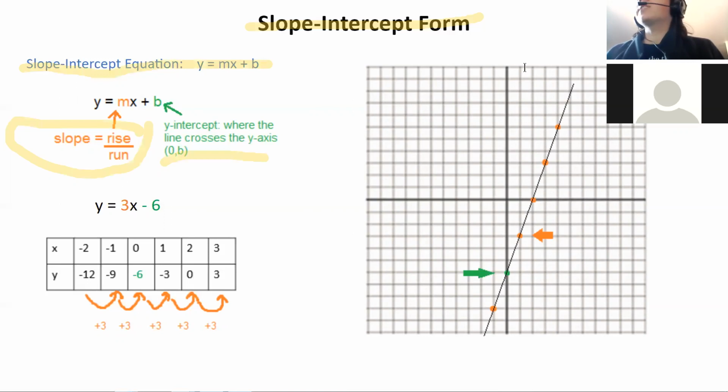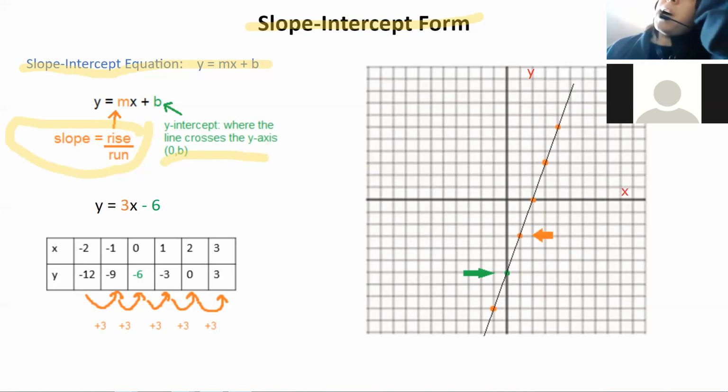Which one's the y-axis? Where is it? Guys, tell me where it is. Where's the y-axis? The tall one. Yes, it's the tall one. This is my y-axis up there. My x-axis is horizontal. Good.